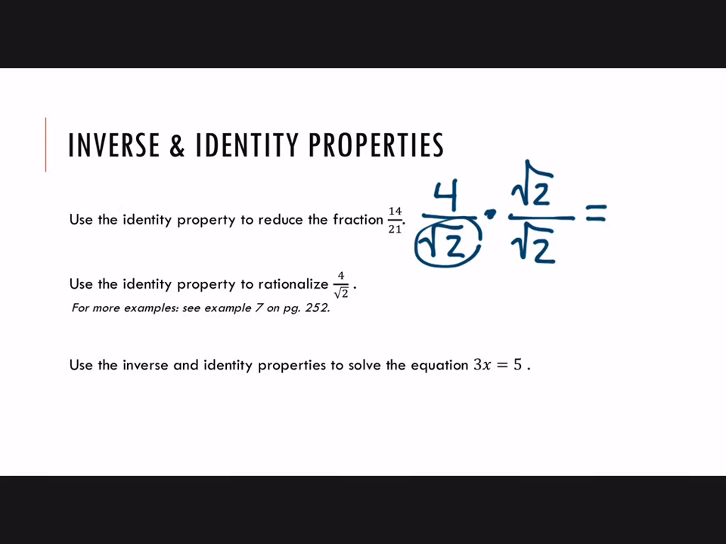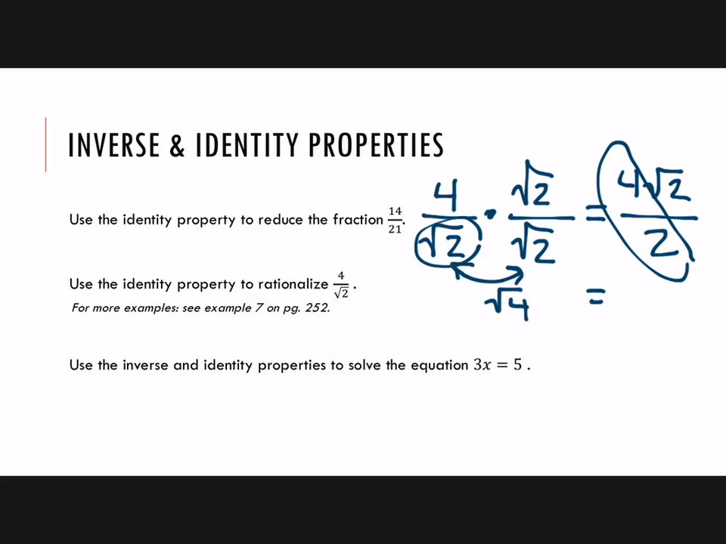Then from there I just multiply 4 times square root of 2, and square root of 2 times square root of 2 is square root of 4, which is 2, and then finally I divide. 4 divided by 2 is 2 square root of 2. Now we covered a couple other concepts dealing with irrational numbers, and you may want to see the textbook example 7 on page 252, and that gives you a couple more examples going through all of those steps. But the important part that I want you to see here is just this step where we multiplied by square root 2 over 2. That's where we used the identity property.